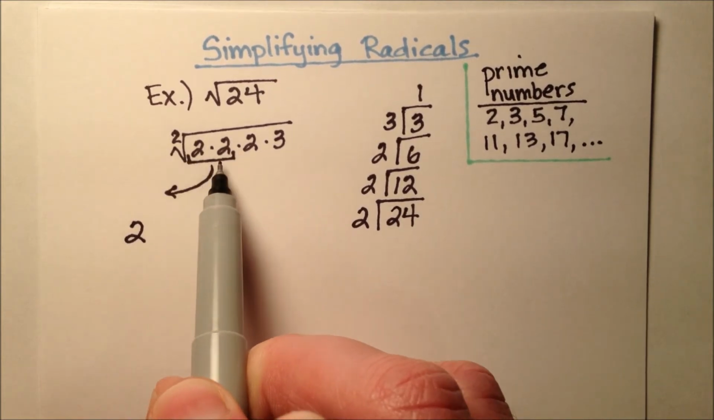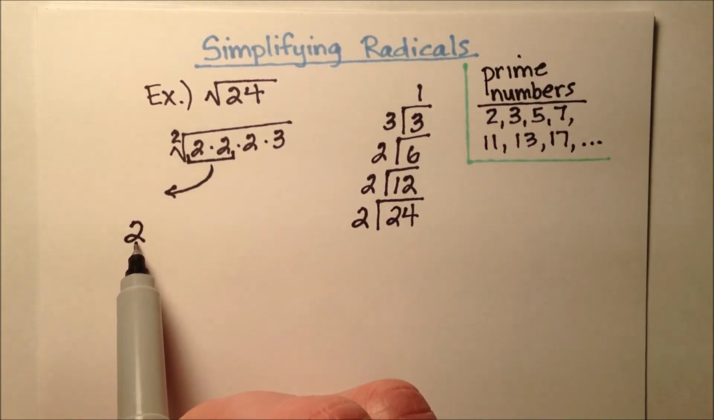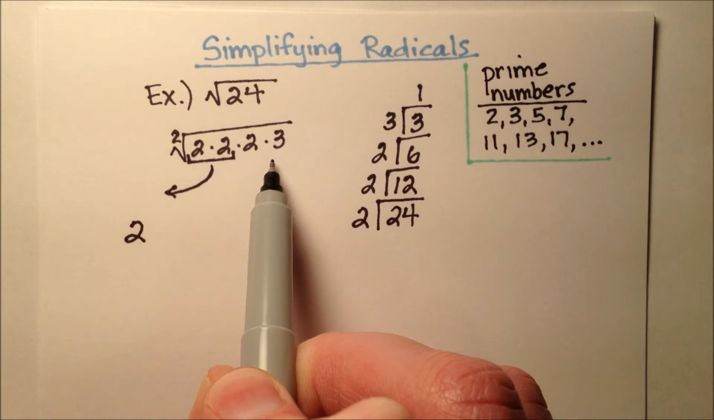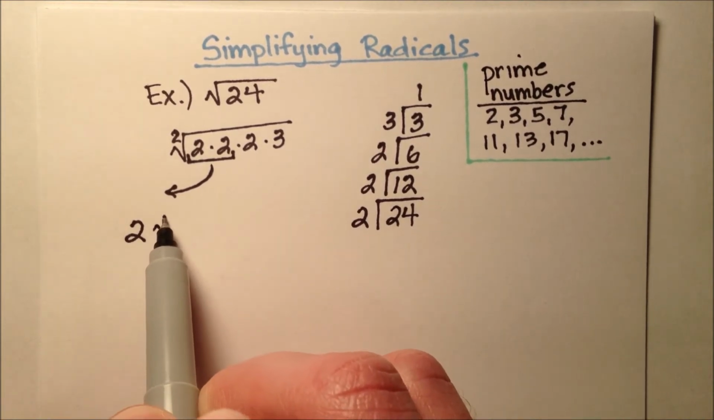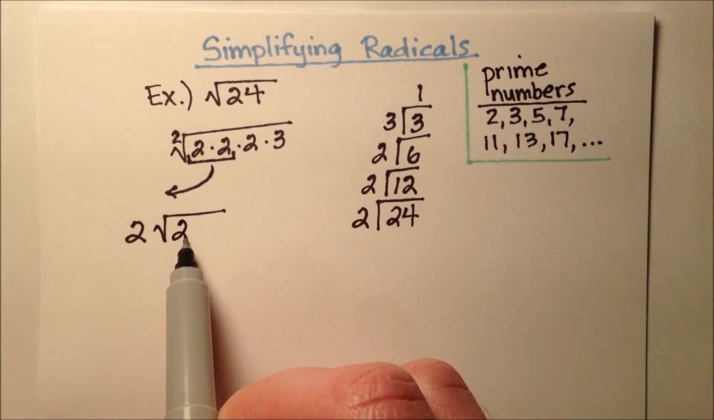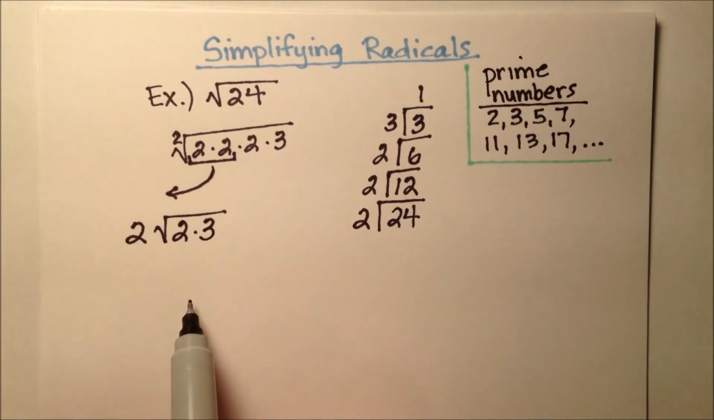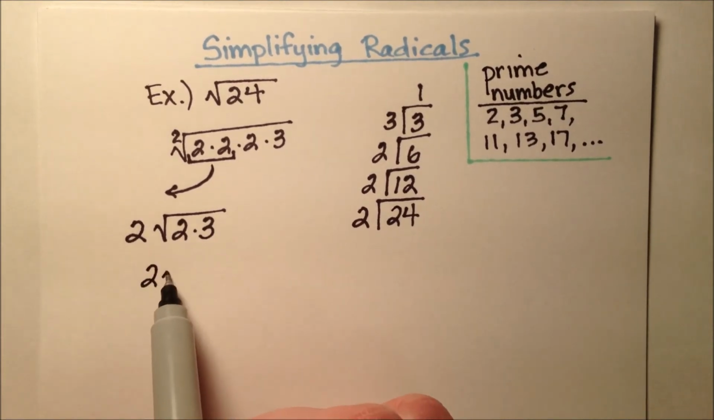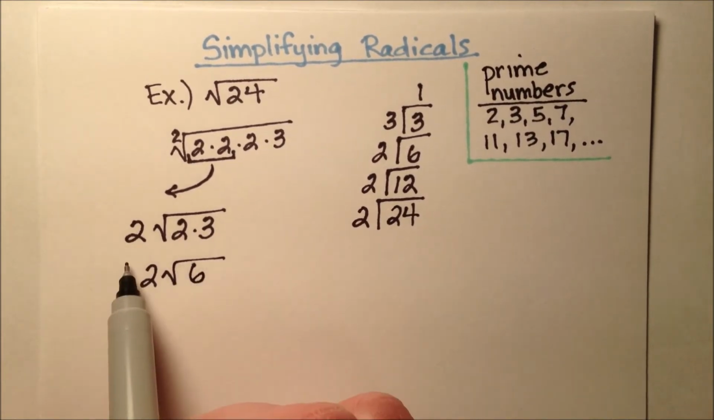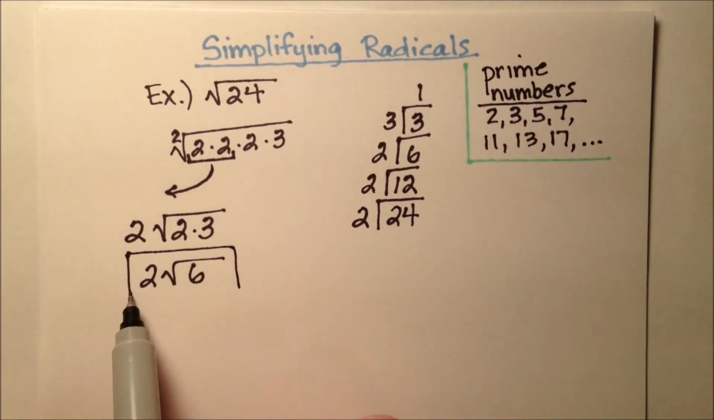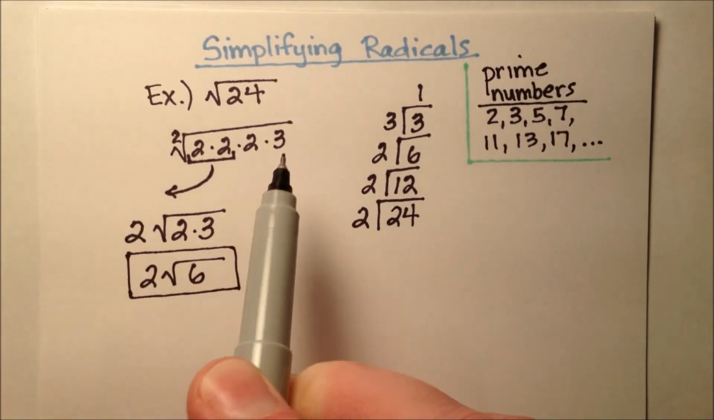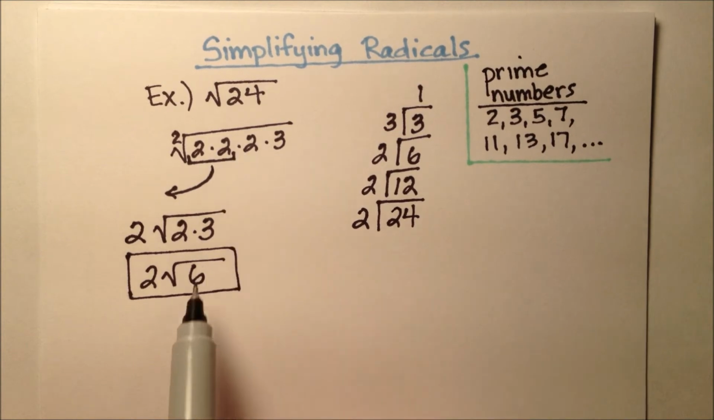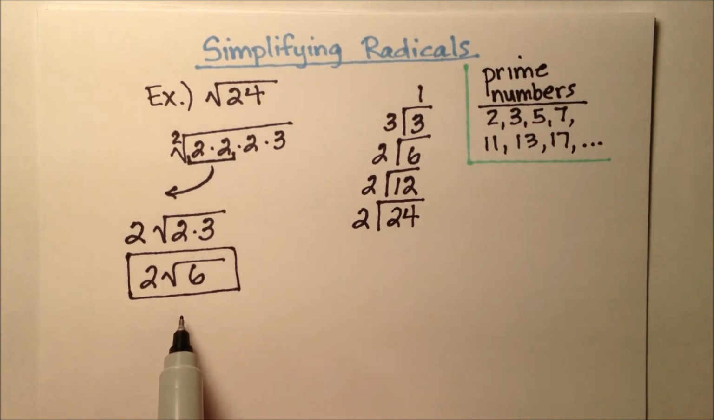So of these two 2's, one of them makes it out. Well, what happens with the other ones? Well, they're still left inside there. So what's left inside is 2 times 3, and we're just going to multiply those numbers back together, and 2 times 3 is 6. So, simplified, the square root of 24 is 2 radical 6.